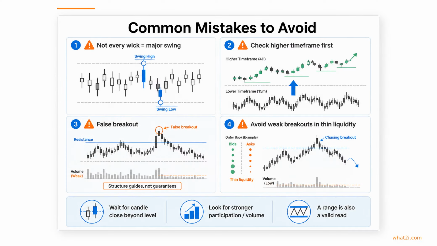The biggest mistakes usually come from reading too much into noisy price action, like treating every wick as a major swing or forgetting to check the higher time frame first. Structure can guide your bias, but it does not guarantee the next move, and false breakouts are much more common when volume is weak or the order book is thin. A simple way to reduce that risk is to wait for stronger confirmation, such as a candle close beyond the level or clearer participation coming into the move.